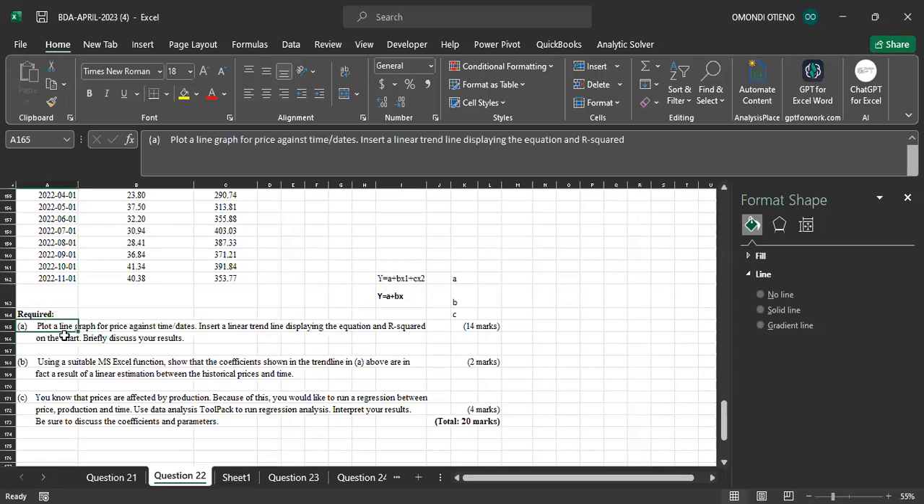So are you able to do A? Are you able to do part A of the question? If yes, what is the value of R? What are you getting as the value of R for question number 22, April?